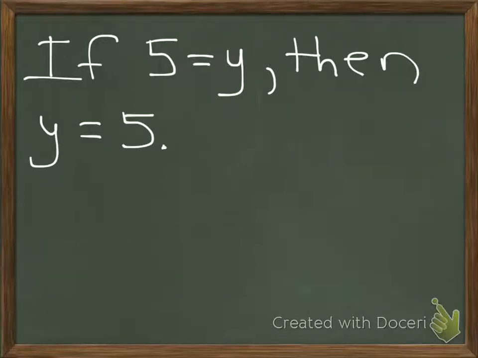For the next one, for the if part, they have if 5 equals y, and in the then part, they've put the y on the other side, basically reversing it to be y equals 5. If you look at your properties of real numbers, that is showing the symmetric property of equality.